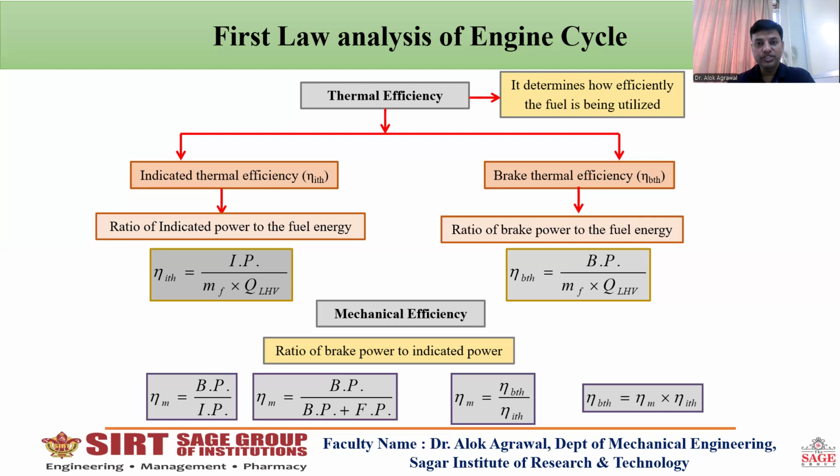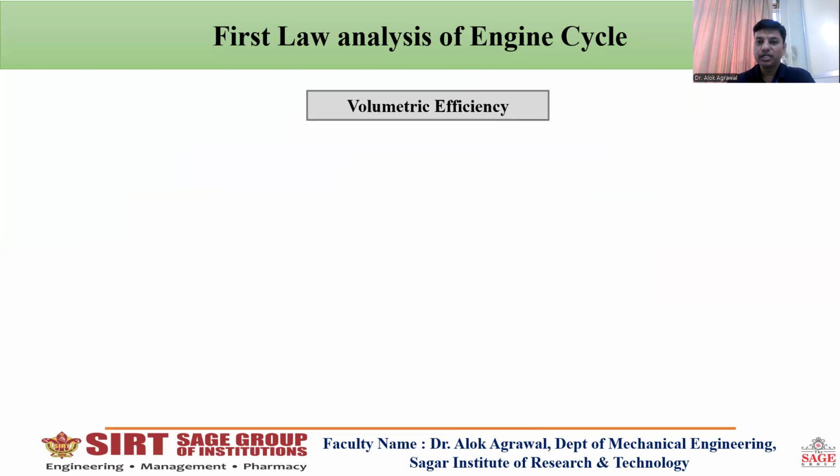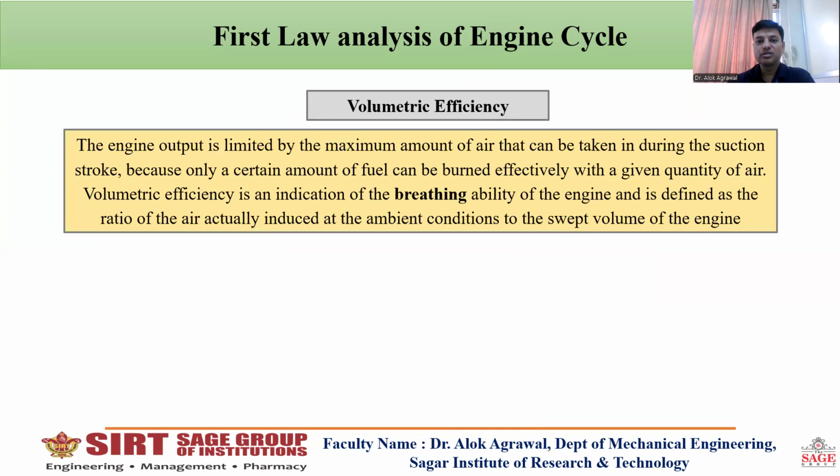So these are the types of efficiency. Next one is volumetric efficiency. So what is volumetric efficiency? It is the amount of charge actually taken inside the combustion chamber relative to the maximum amount of charge that can be taken. So it is a ratio of two volumes. In the numerator, it will be the actual amount of charge that is taken inside the combustion chamber during the suction stroke, and in the denominator it will be the maximum amount of charge that an engine can take during the suction stroke.